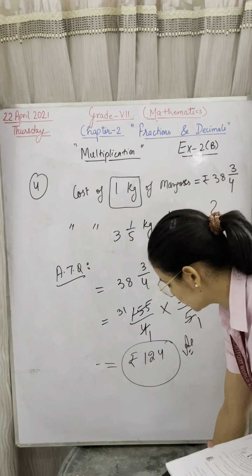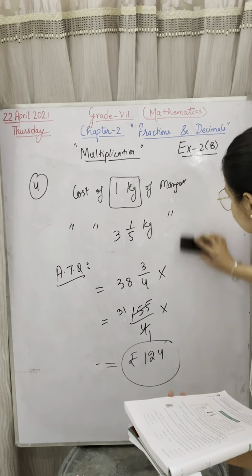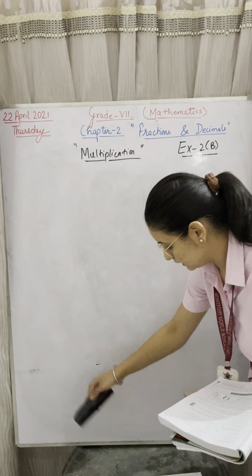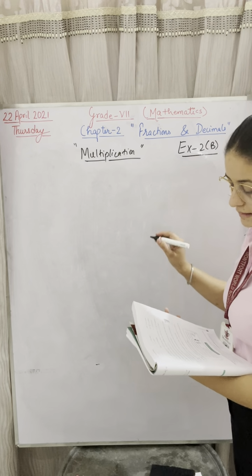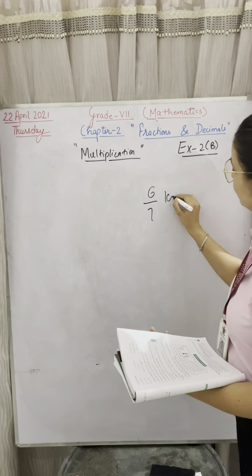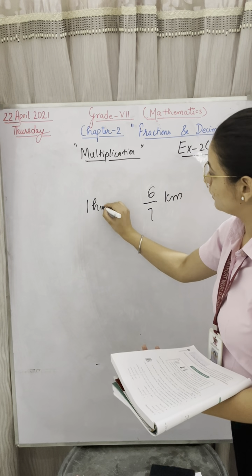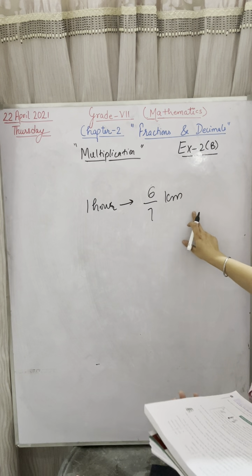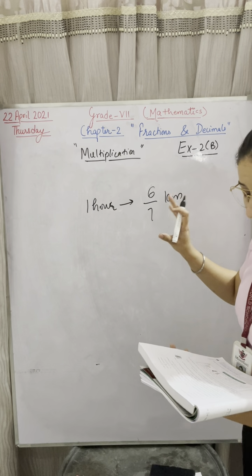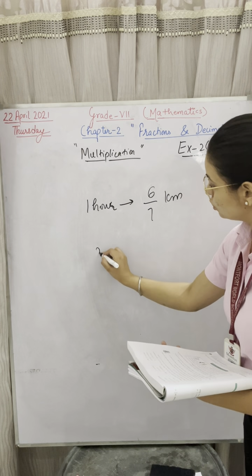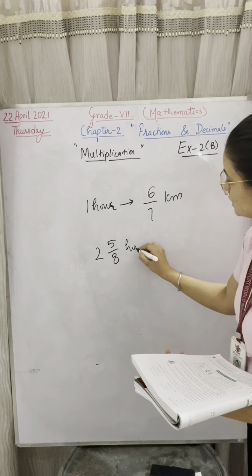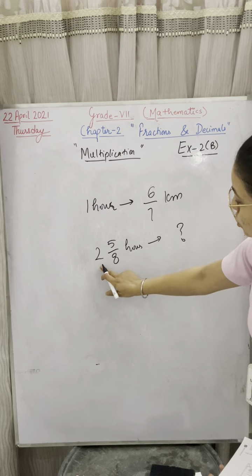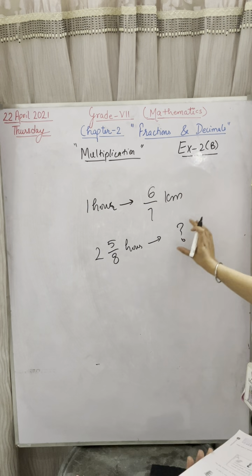Okay, fifth question is same as it is. I'm reading the statement. Okay, I'll not solve this question. Our fifth question, I'm going to read the statement. See, Sheila walks 6 by 7 kilometer in 1 hour. Okay, how much distance she will cover in 2 5 by 8 hours? In 1 hour she used to cover this much distance. In 2 5 by 8 hours she will cover how much distance?